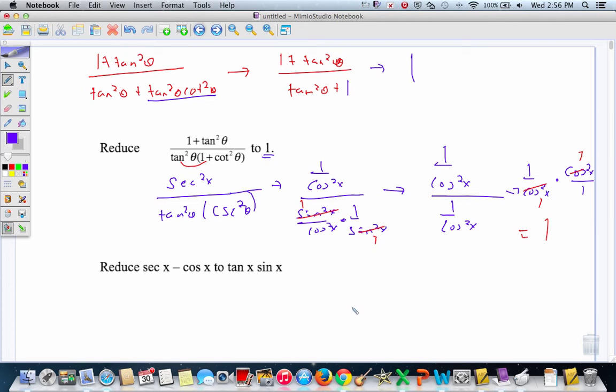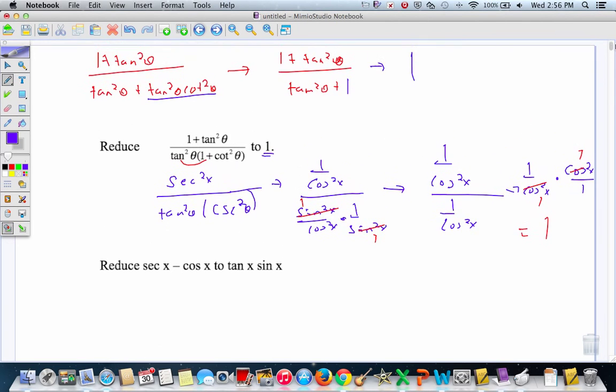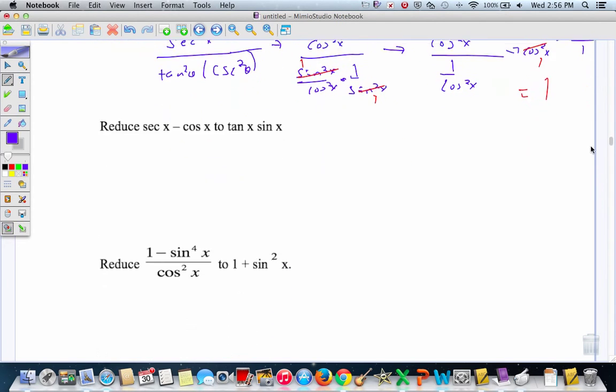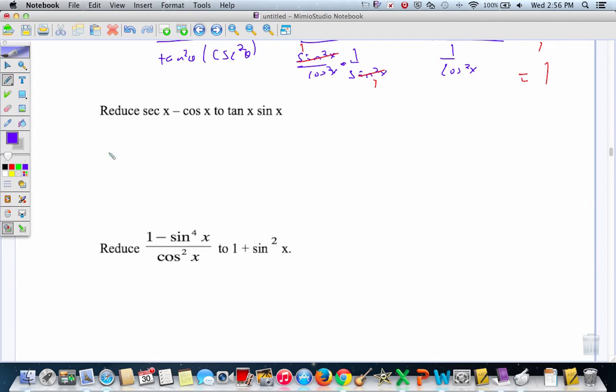Doesn't matter what order I add terms together in, they still add to be the same value. So 1 plus tangent squared is the same thing as tangent squared plus 1. I'm dividing something by itself, so my quotient is 1. So as I mentioned, 2 different ways to solve that problem, and that will be the case in a lot of the problems that we work with.